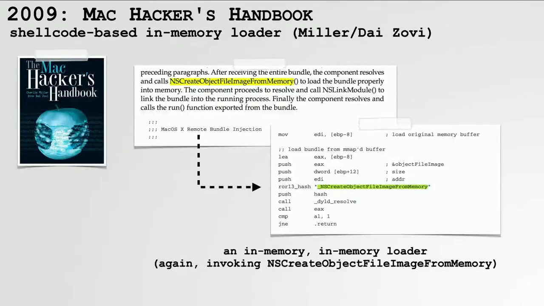A few years later, in 2009, the Mac Hacker's Handbook came out, and it provided a shellcode implementation of code that invoked this same API to directly execute payloads from memory. So this is kind of cool because it's like an in-memory loader.